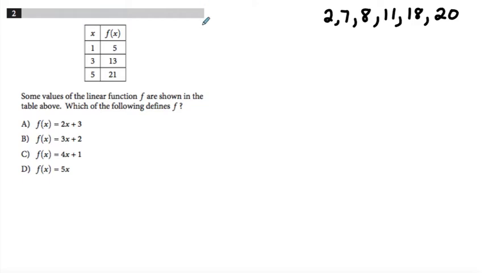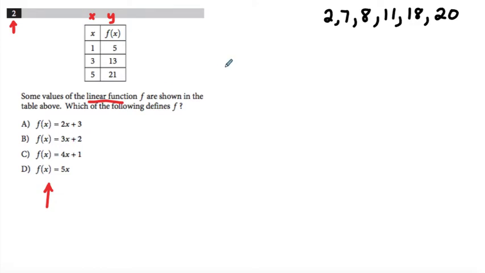In question number 2, remember we're at the beginning, so we have to understand that this should be a relatively easy question for us. And I look at it and I can see a table of values, and it says some values of the linear function are shown in the table. So remember that f of x is just another name for y. The answers they gave us are linear equations or functions. So we have to write a linear function.